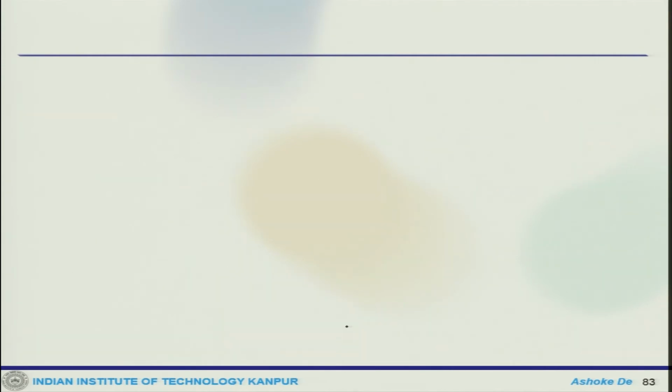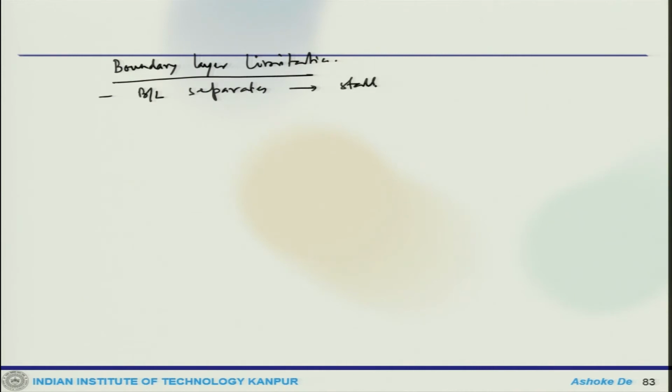Now, there could be boundary layer limitation. So, when the boundary layer separates, it causes the compressor to stall. So, separation can cause a fall in pressure rise and efficiency. So, there would be a fall in pressure rise and efficiency.